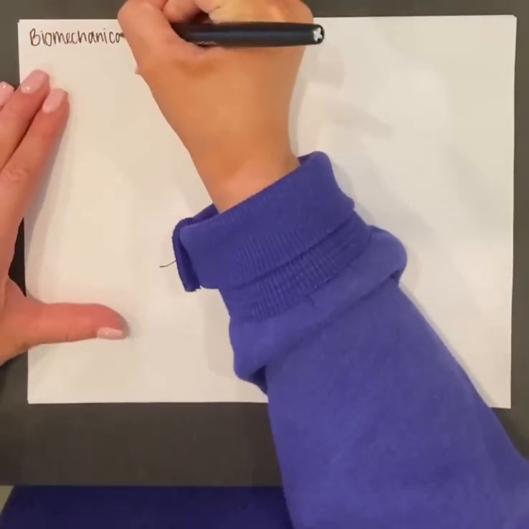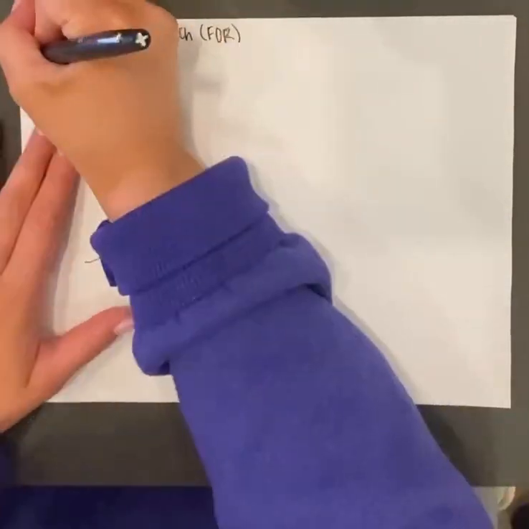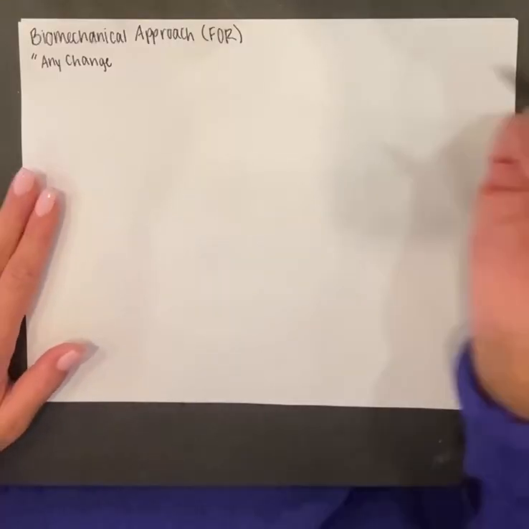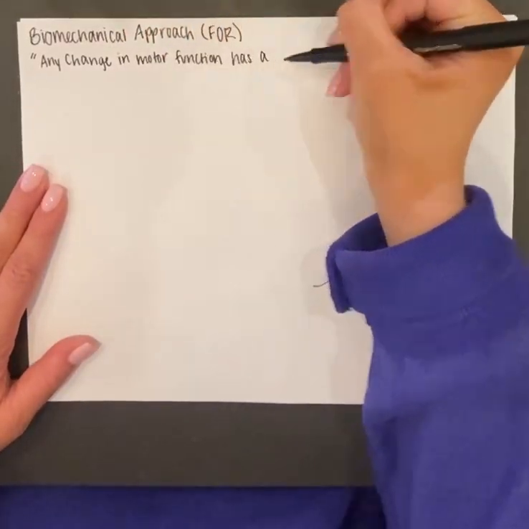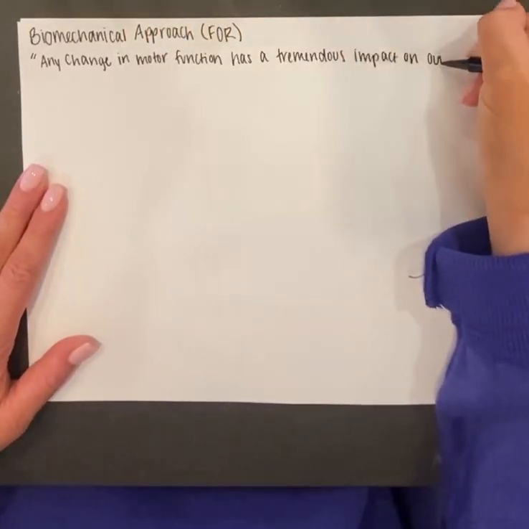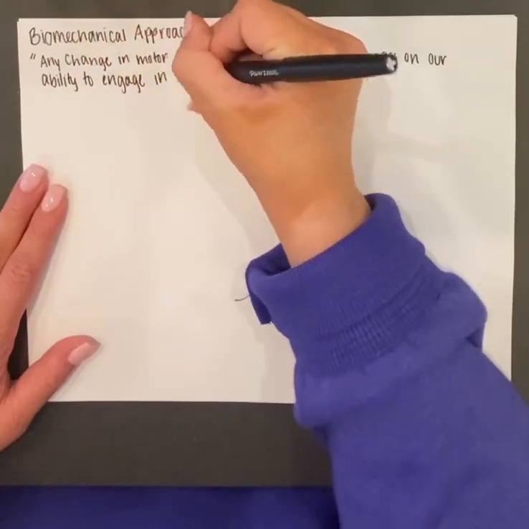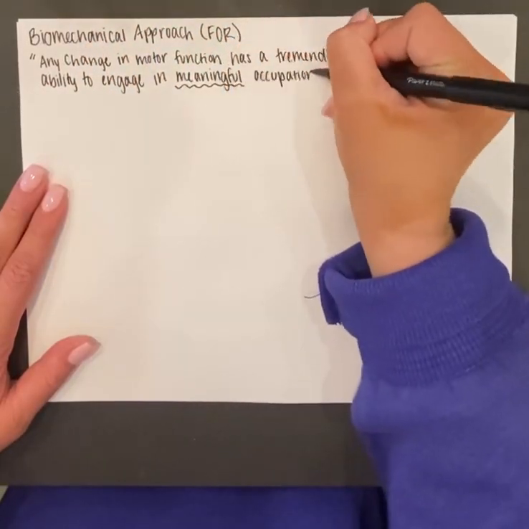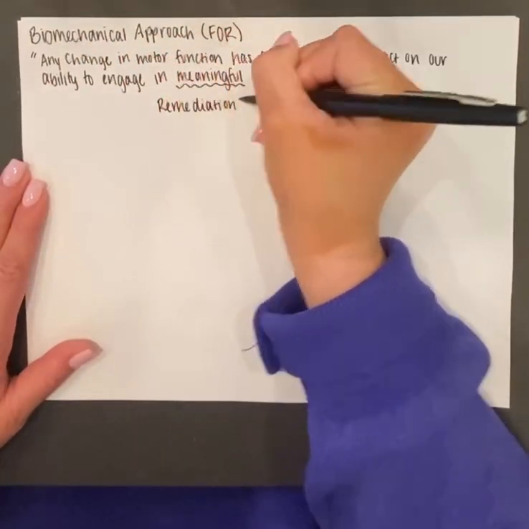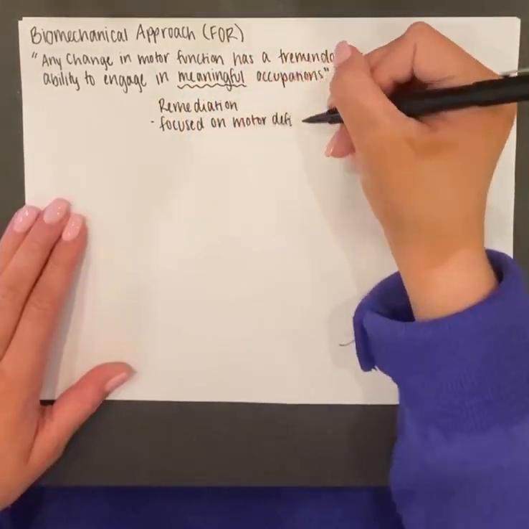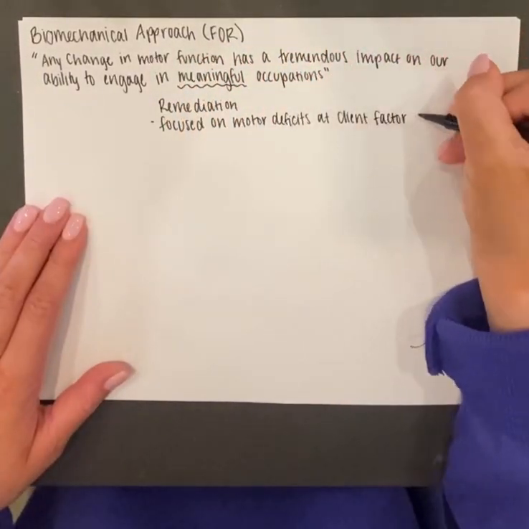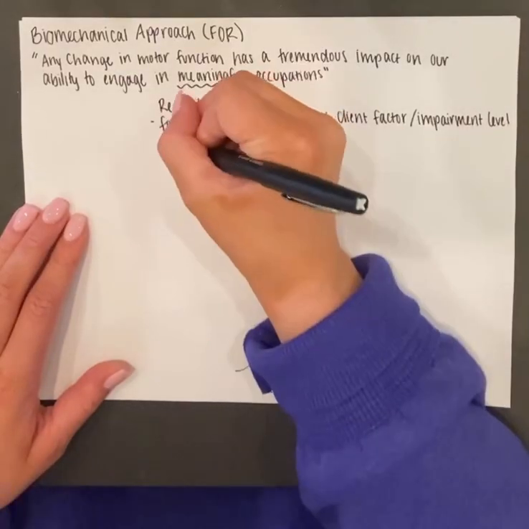Today, we'll be talking about the biomechanical approach frame of reference. Any change in motor function has a tremendous impact on our ability to engage in meaningful occupations. Now we're going to talk about the remediation. It is focused on motor deficits at client factor and impairment levels using the bottom-up approach.